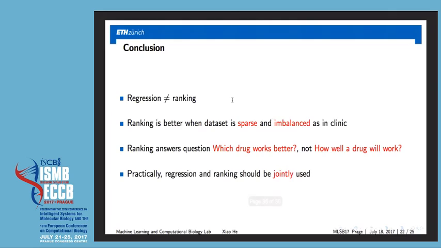So practically, we think that regression and ranking should be jointly used, so that you know where the bar is. You don't rank the not effective drugs at all.